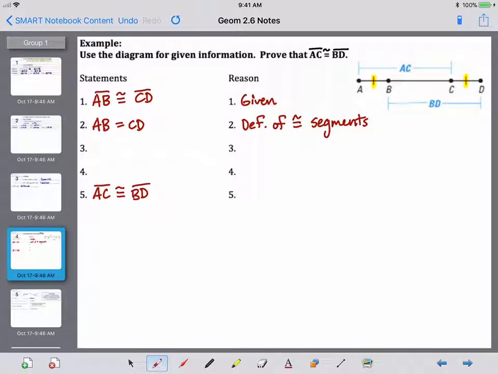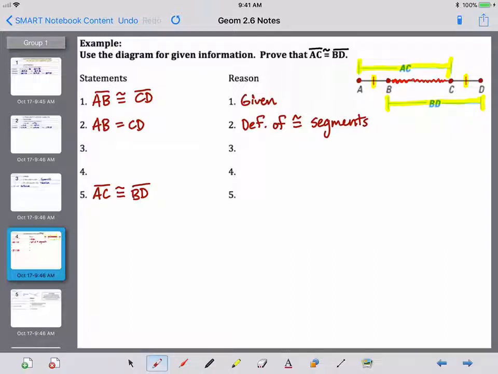Okay, so what I'm going to do now is I notice that the length of A to B is equal to the length from C to D. But I want to get to this. I want to get to that AC, this longer segment, is congruent to BD. And I notice that they both share this segment BC in the middle.